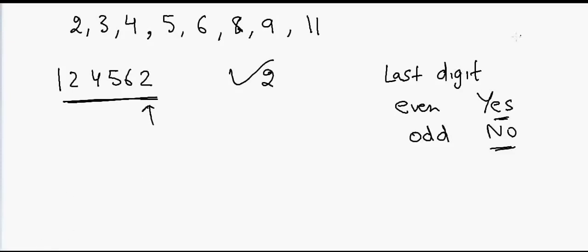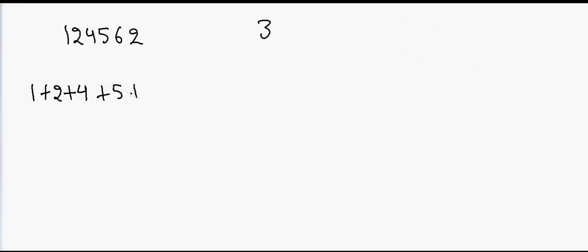Now let's talk about divisibility by 3. If I have 124562 again, and I'm looking at whether it's divisible by 3 or not, in that case I'll add all these digits together. So I'll say 1 plus 2 plus 4 plus 5 plus 6 plus 2. That will give me 3, plus 4 is 7, 7 plus 11 is 18, plus 2 is 20.